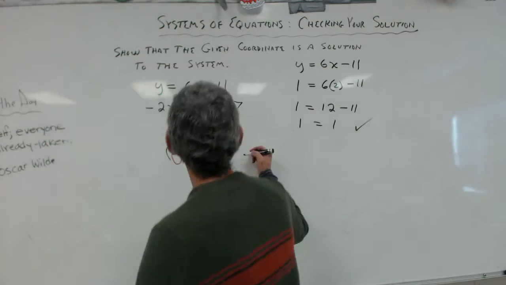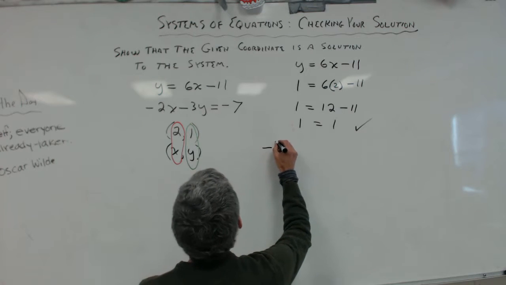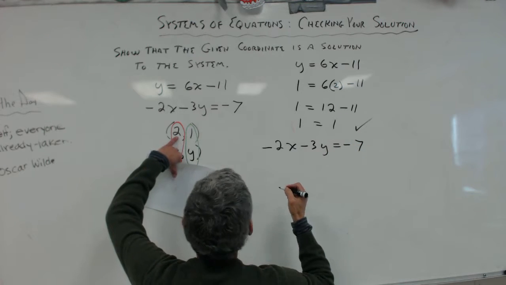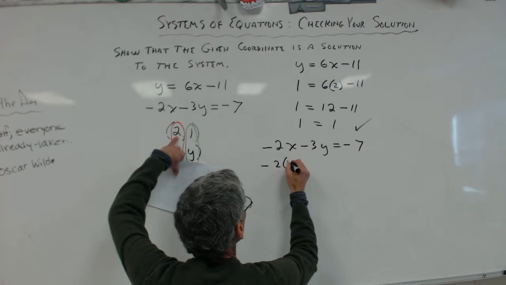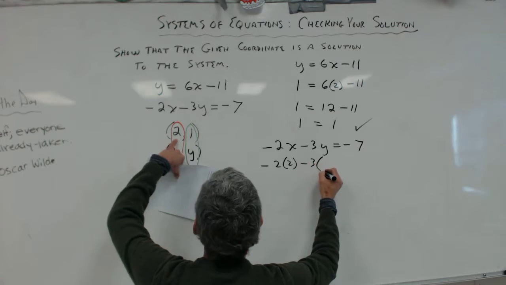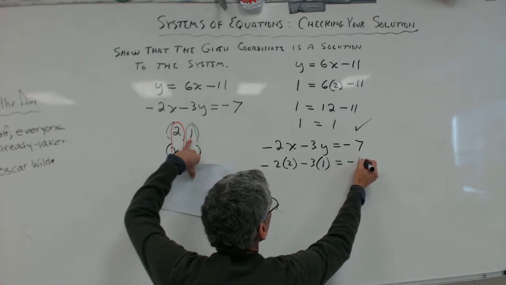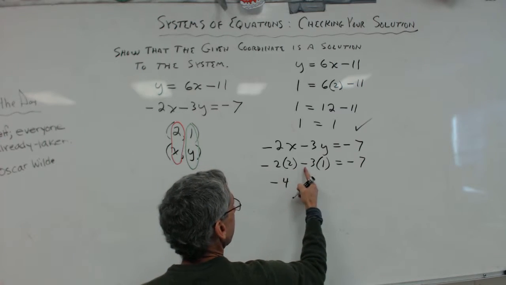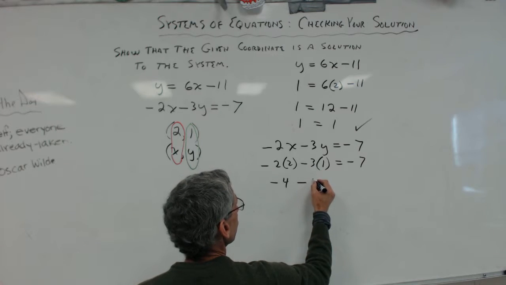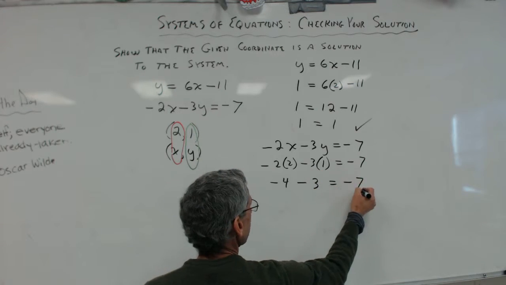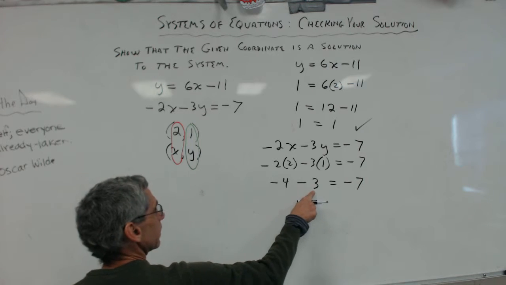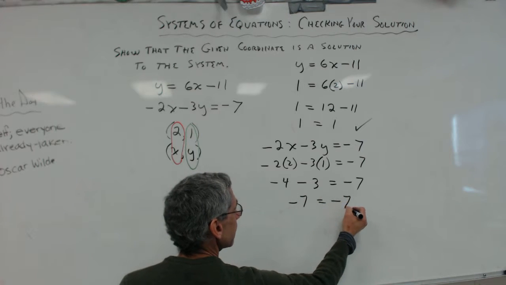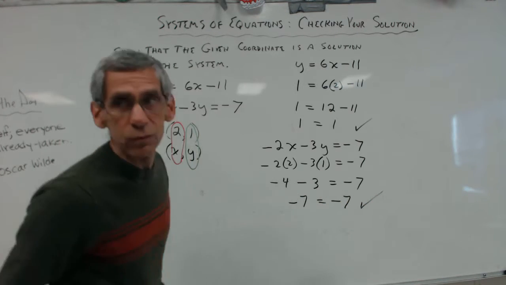Okay? And then I'm going to rewrite the next equation. So I've got negative 2x minus 3y equals negative 7. Since x is 2, I'm going to write minus 2 times 2 minus 3 times 1 equals negative 7. Negative 2 times 2 is negative 4. Negative 3 times 1 is negative 3. Does negative 4 minus 3 equal negative 7? Yeah. Negative 7 is equal to negative 7. It checks, it works, that is true as well.